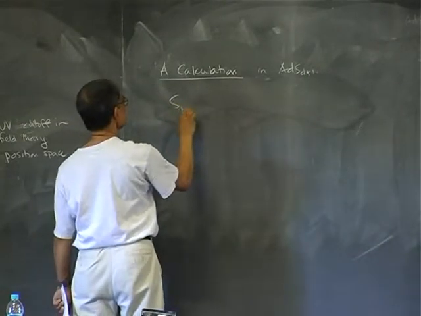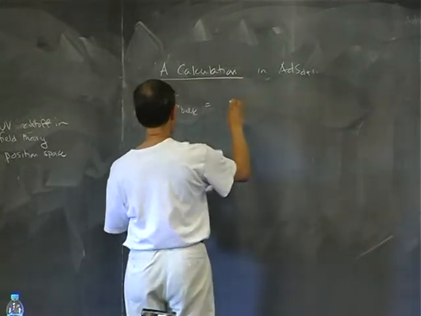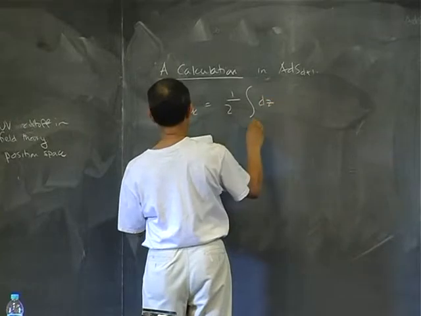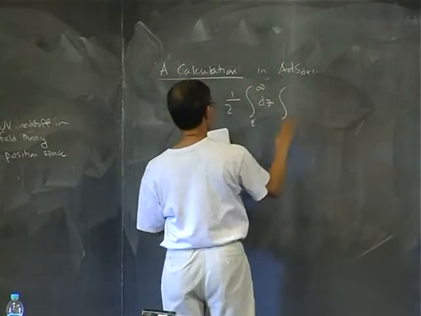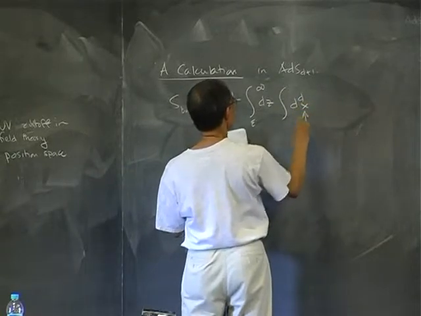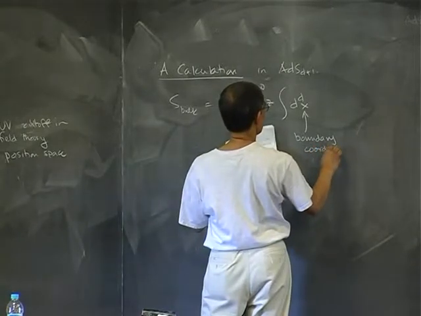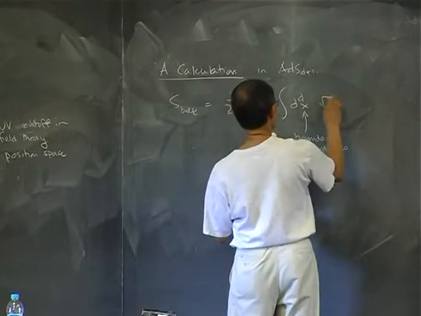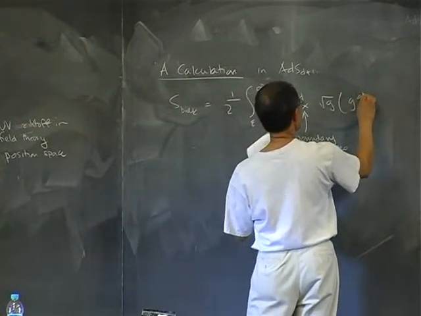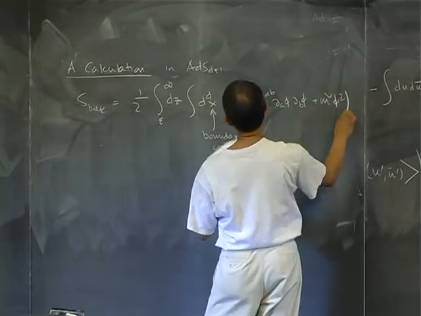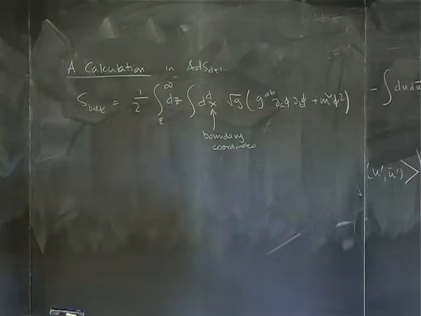And the bulk action is going to be a scalar action, integral from epsilon to infinity dz. These are the boundary coordinates, this is like the u and u bar. And then there is a metric of the AdS space, and then I put in a mass. Suppose this is the bulk action. So how am I going to calculate this thing, which I call the classical action, on a classical configuration?